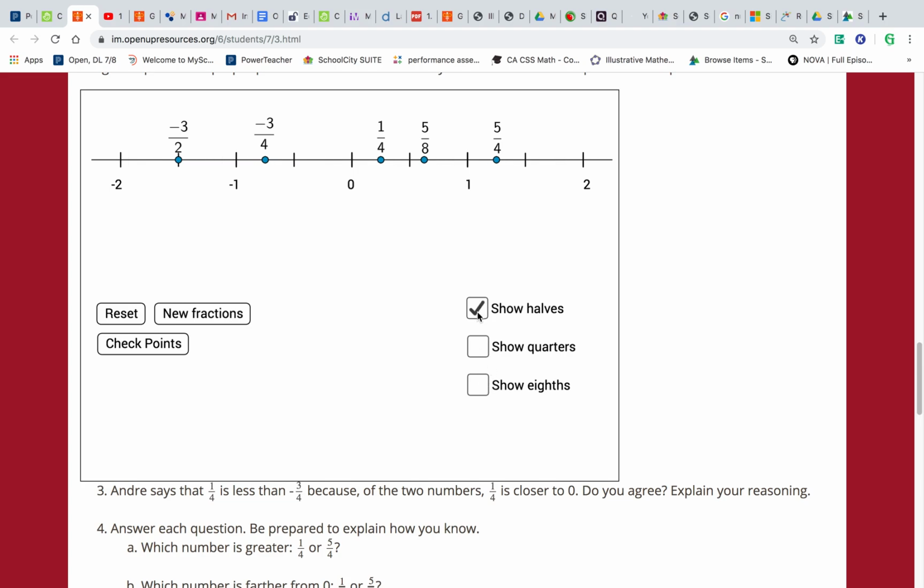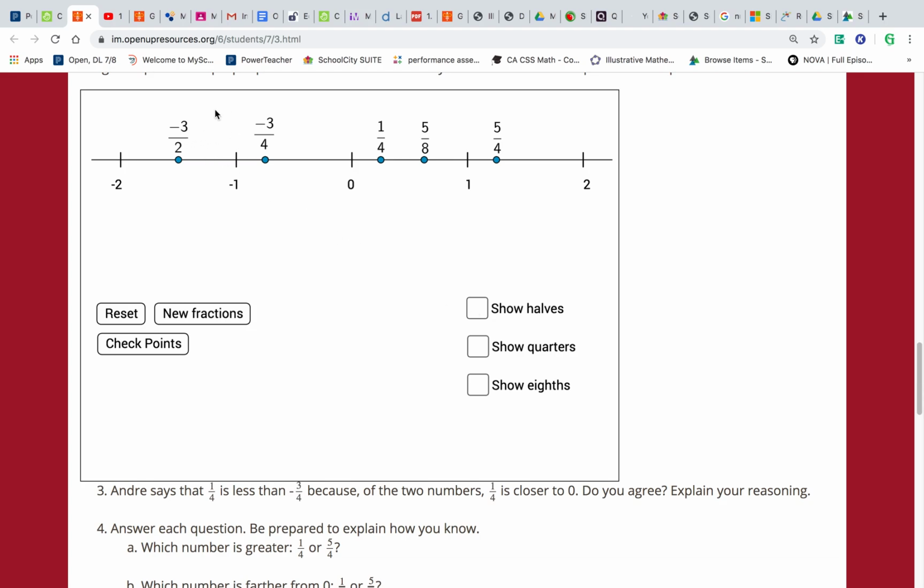If we just show the halves, then you can also know that if this is 0 and this is 1, this has to be 1/2. So 1/4 is halfway in between 0 and a half, right? 5/8 is a little bit more than a half because 4/8 would be a half. So this is a little bit past a half. So it's important to be able to look at these different values and make sense of where they are on the number line.